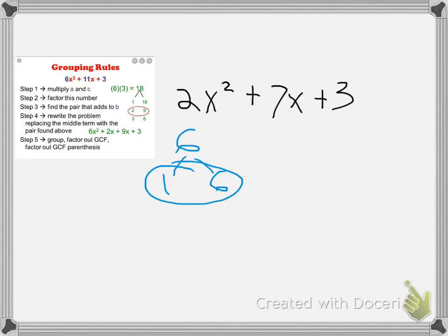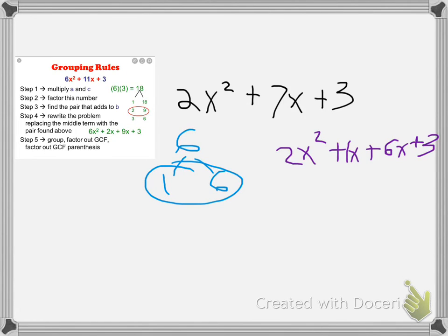So I'm going to copy over my 2x squared. Let me write it over here so I don't run out of room. Let me change my color. We'll do this. Okay. So I'm going to write 2x squared plus, I'm going to use this 1x plus, I'm going to use the 6x, and then I'm going to copy over this 3, plus 3.